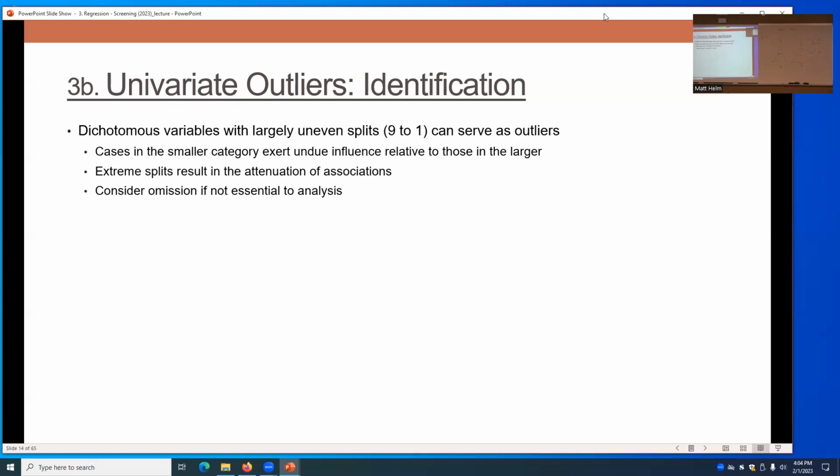If PTSD diagnostic status is really important to my study, I need to plan on that ahead of time and make sure I'm oversampling to get enough representation in that group, so I don't run into a situation where I've got a univariate outlier on that dichotomous grouping variable. Okay. Questions about this? Okay.